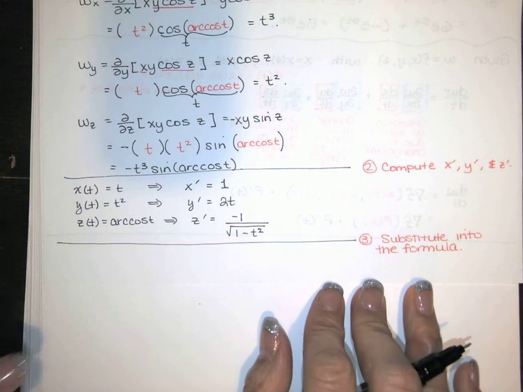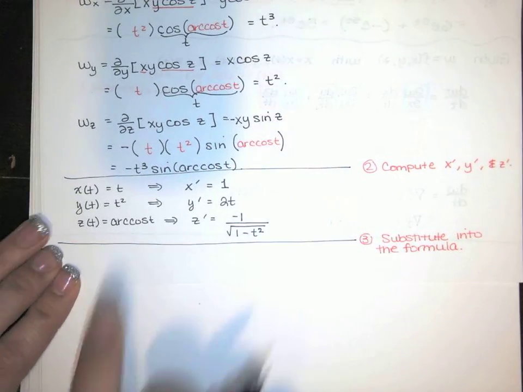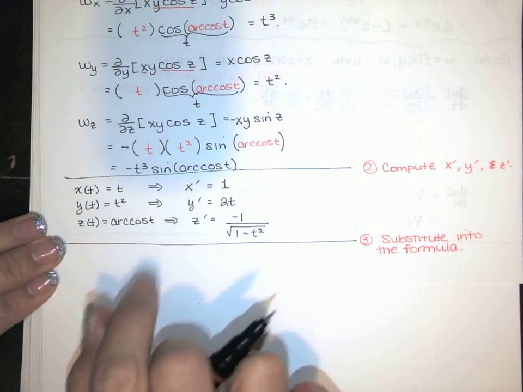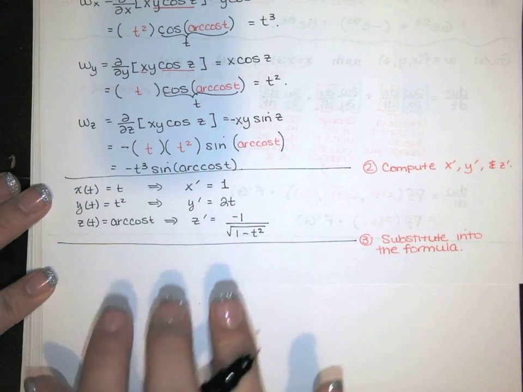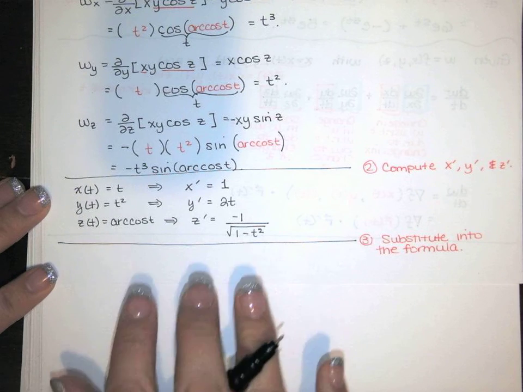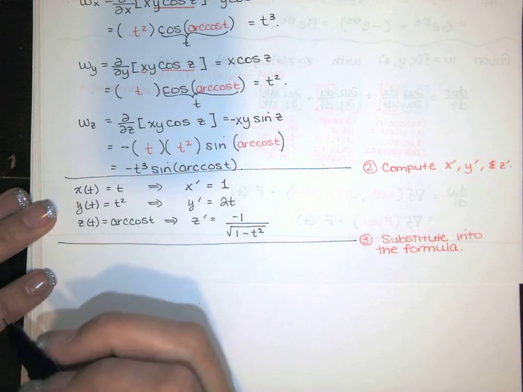Now, if you don't know what the answer already is, you might just leave this sine of arc cosine of t and not simplify it. But we know what the answer is. So maybe we want to simplify that.